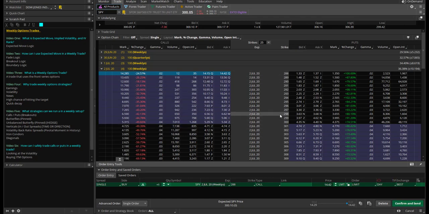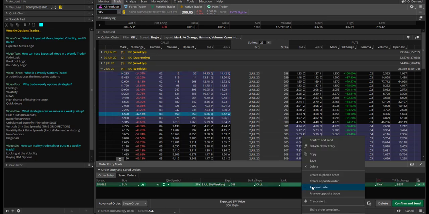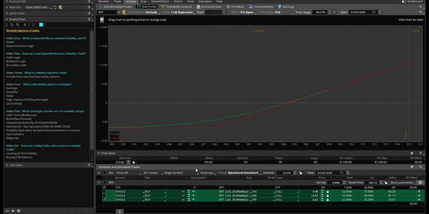The 298. Let's take a look at that. And it's going to be the same distance move, right? Instead of spending $948, what if I only spent $662? I could literally buy two of these and it'd still be less than buying one of these. So here's the 298. If we made that same move back up to the top of that range at 315, this one would make $1,000. So $100 less, but I'm risking $300 less to do it.